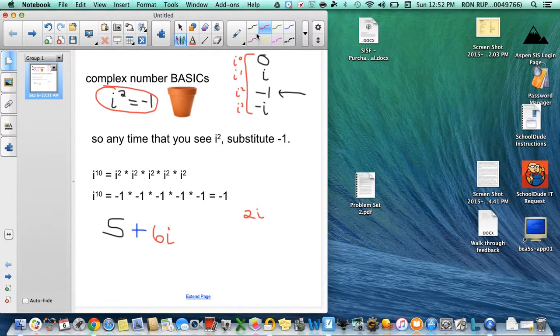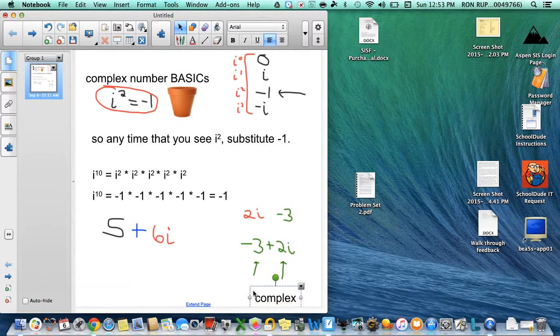So if I flip the script on you and say I want to add 2i to negative 3, we would rewrite this as negative 3 plus 2i. And this is called a complex number. A real number plus an imaginary number gives us a complex number. That is all for video 1.